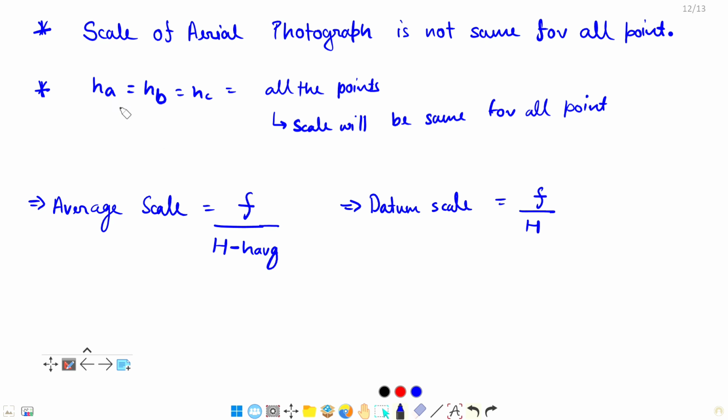If the question gives that the terrain is very less undulating and all points are at the same height, that means HA equal to HB equal to HC, in that case we can say scale will be the same for all points. For example, if average height of the terrain is given, that means HA, HB, HC are not given but the average height of this terrain is given, in that case we can calculate the average scale of the terrain. And also if datum scale is asked, then H average becomes 0 and you will calculate the datum scale F upon H. So this is all from today's lecture.